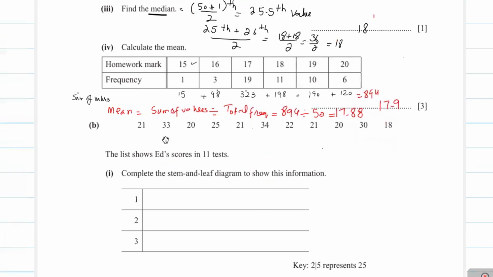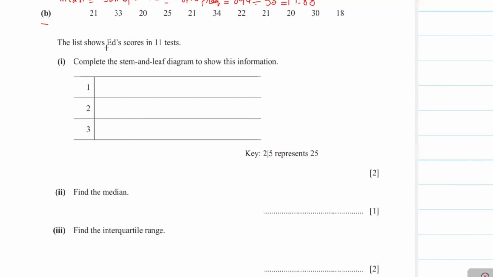Next, part B. Question 2, part B. The list shows Eddie's scores in 11 tests. Complete the stem and leaf diagram to show this information. The key of this diagram is 2, 5 represents 25, and these are the stem digits.